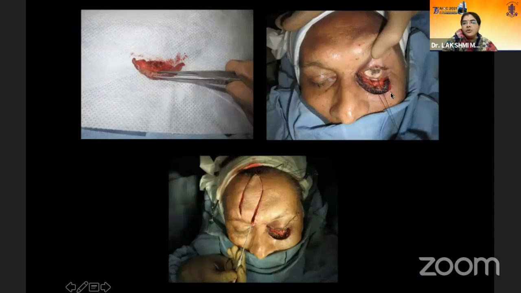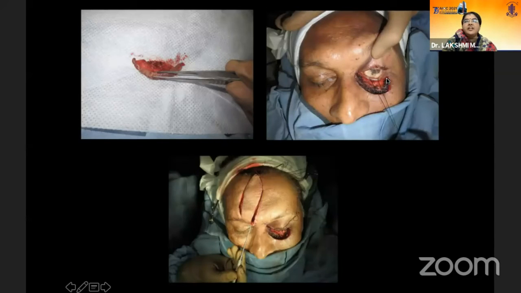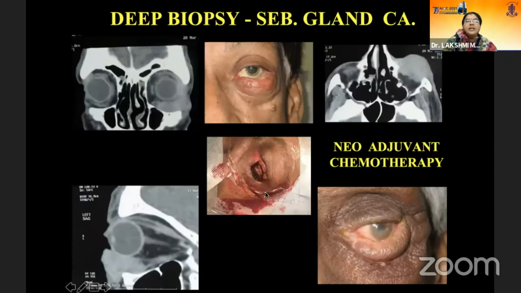This was a large defect. So you see, it's not a very big lesion you think, but see the defect which was created on the table. So here a graft will not do, a flap was needed and a forehead flap is being done.